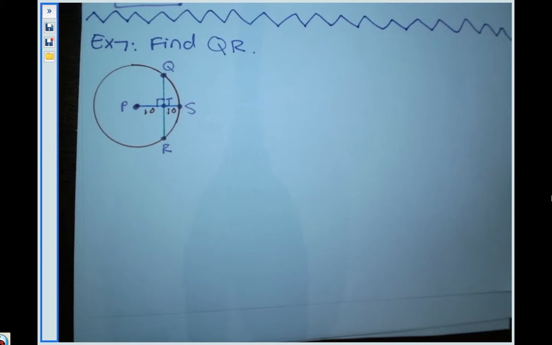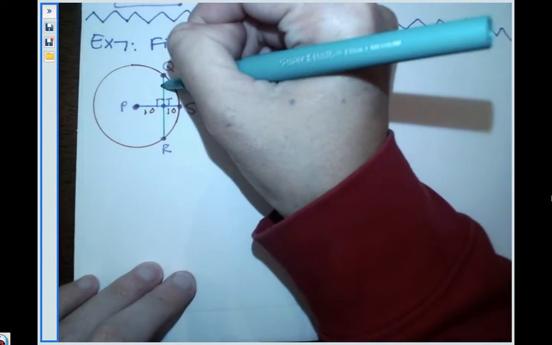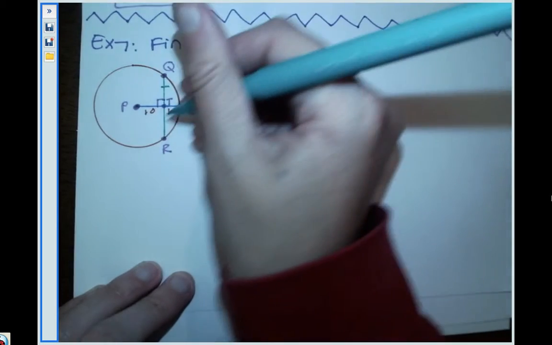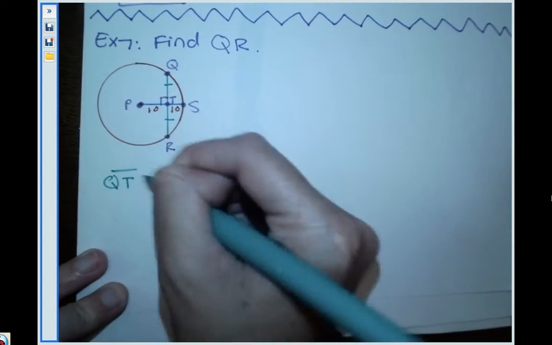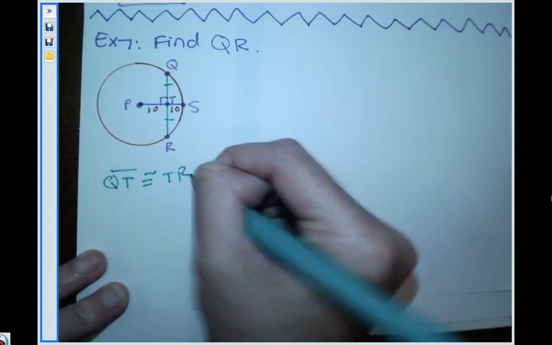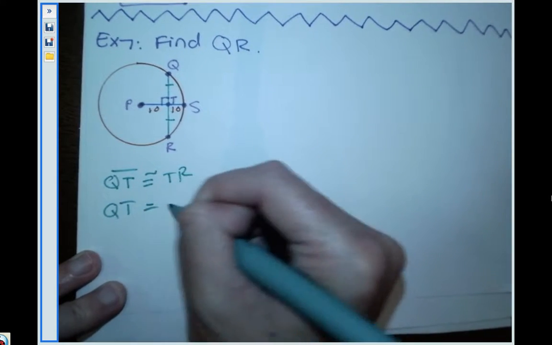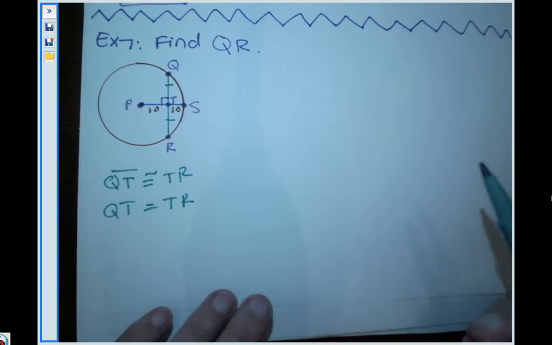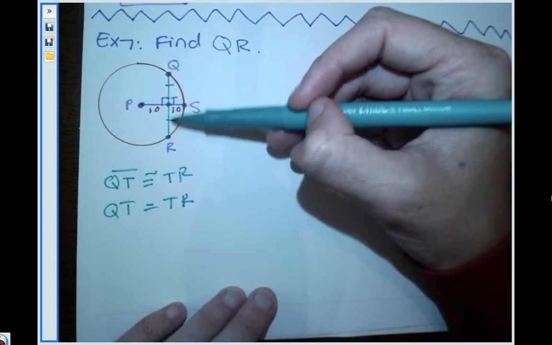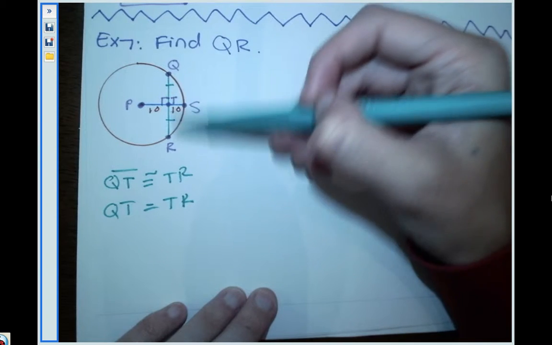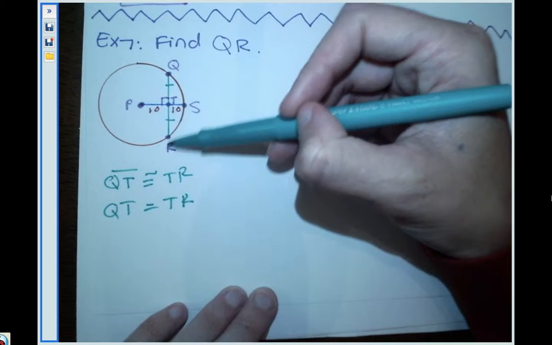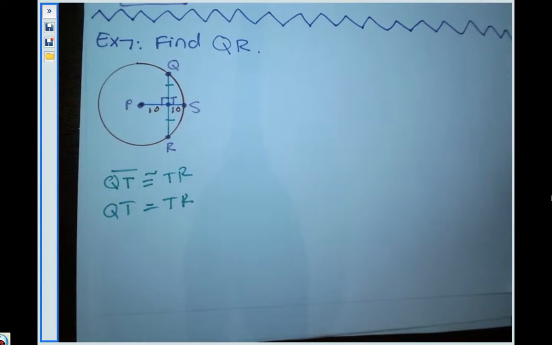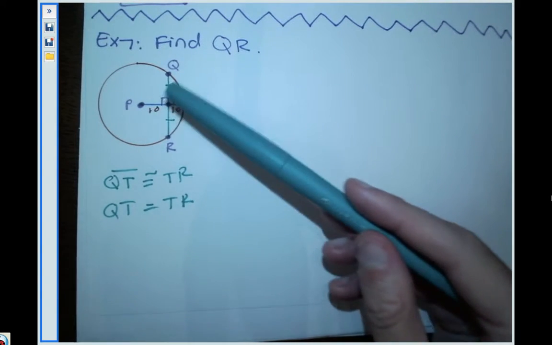So that means that QT is congruent to TR, which I'm going to label over here, which means their segment lengths will be equal. So that's good to know. Like before, if I know one of them, that means the other one's the same. And if I add those together, I'll get QR. Or if I know one of them, I can simply double it to get QR. Either way. But currently I don't know either of those segments.